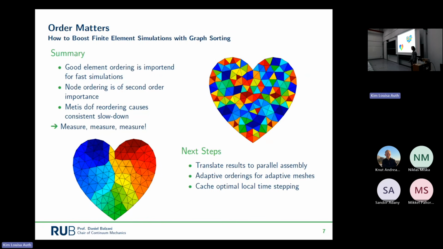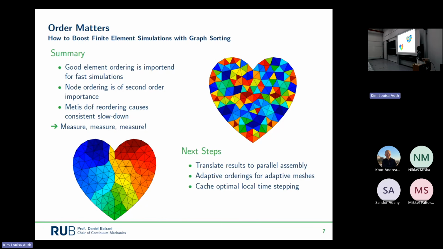The node ordering is actually just of second order importance. We can get minor performance increase out of this, but usually it's not necessary. And Metis reordering causes a consistent slowdown across all problems which I tried. What do we learn here? We can't only prioritize, but we also have to measure when it comes down to performance engineering.